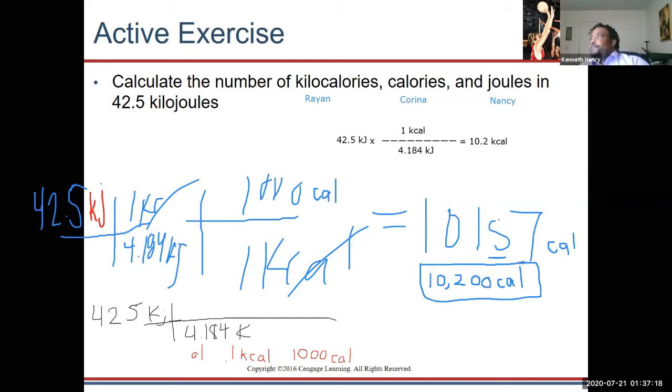Now, Nancy, you're going from kilojoules to joules. Wait, what? You're going from kilojoules to joules. Kilo. Kilo means what? I don't know. Hold on.